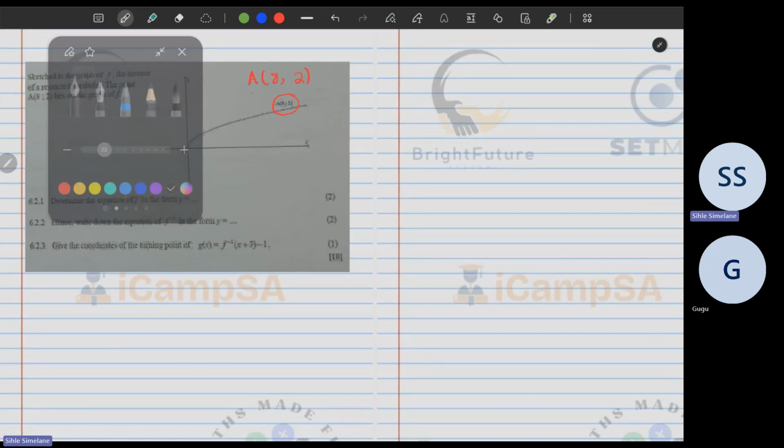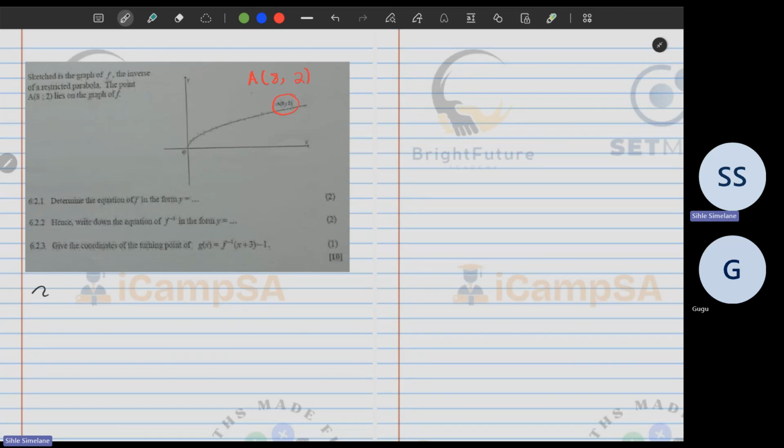So you should remember that I taught you in 6.2.1 that if we have the original function and we're looking at a parabola, the original function is y equals ax squared. I showed you that the inverse is y equals plus or minus the square root of x divided by a. Okay, that is what I showed you. Do you remember that?